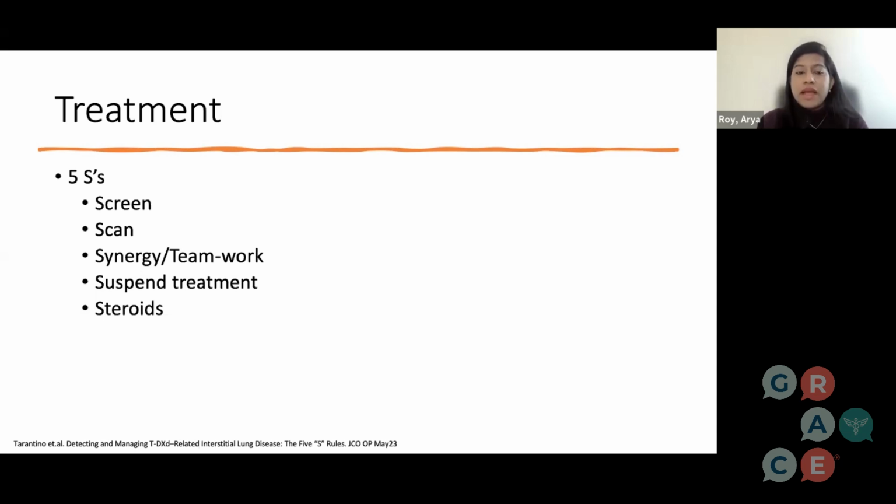And the treatment is usually a teamwork because it needs not only the treating primary medical oncologist, it needs a pulmonologist. It also needs several other team members to help with your symptoms and to help with the treatments. And based on the grade or the severity of the interstitial lung disease, we may have to stop the treatments or we may have to hold the treatments for some time. And the main treatment agent that we use for interstitial lung disease is steroids. And there are several dosings of the steroids that we use based on the severity of the interstitial lung disease.